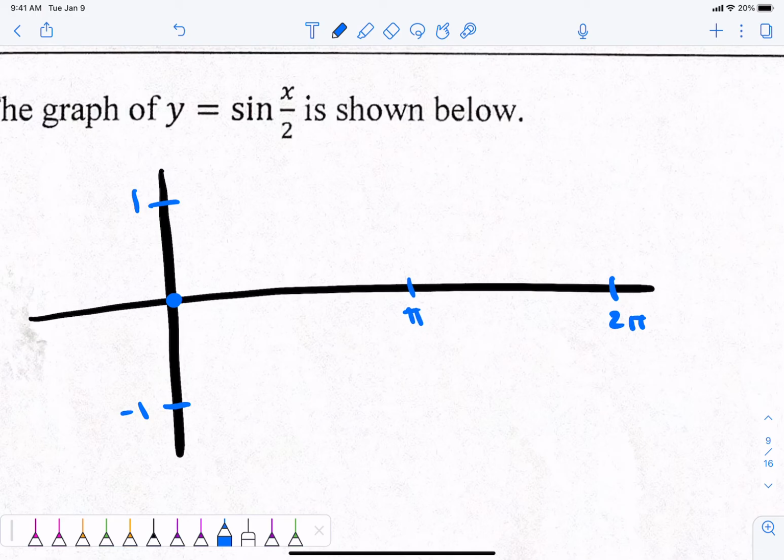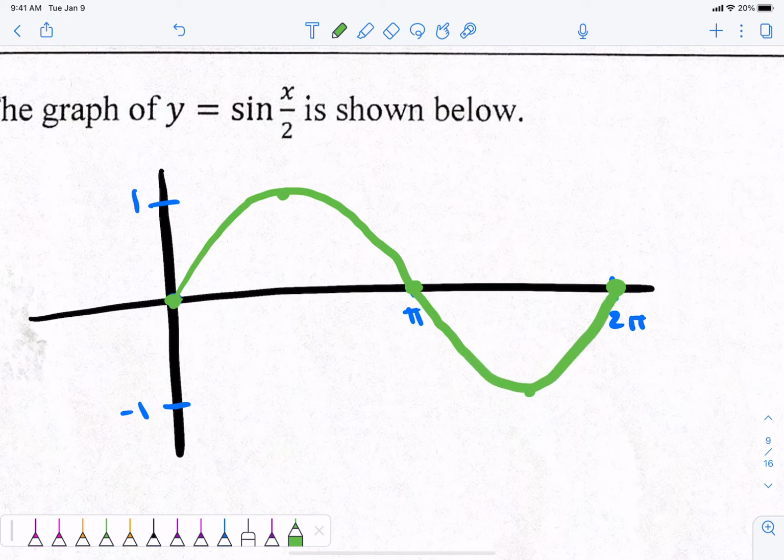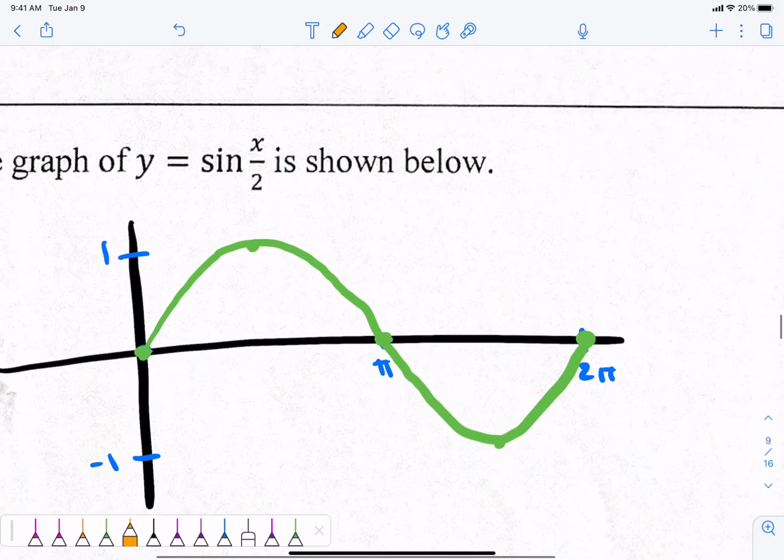So we start down here at 0, and then it goes up to 1, down to 0 at pi, down to -1, and back up. This is what the normal sine function looks like. This is just normal sine. Then they say graph sine of x over 2. Are we doing okay? First of all, I don't like the way that x over 2 is written. How can we write that better? Sine of 1/2 x. I'm going to write it like that.